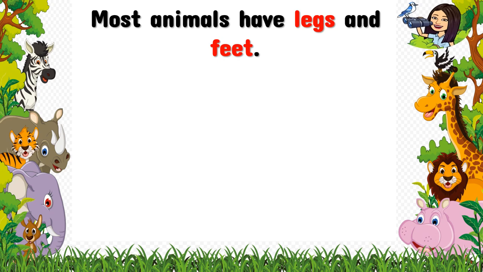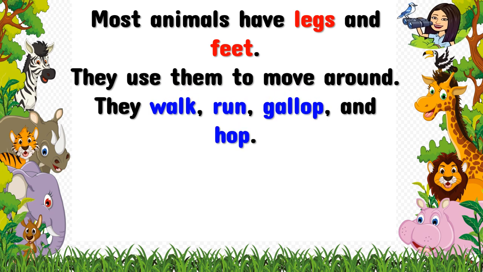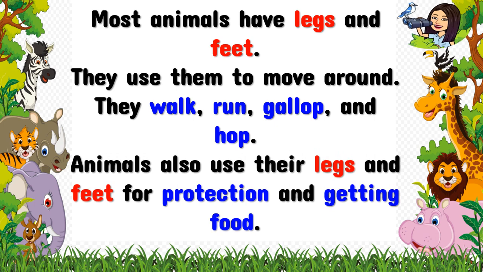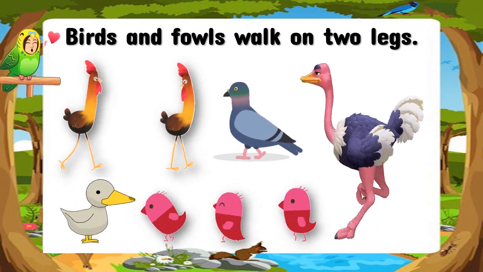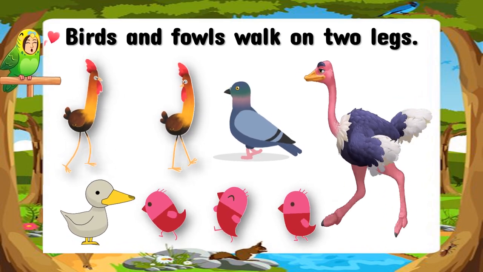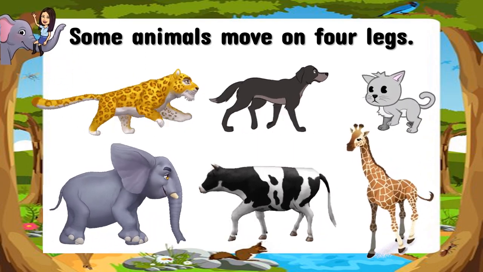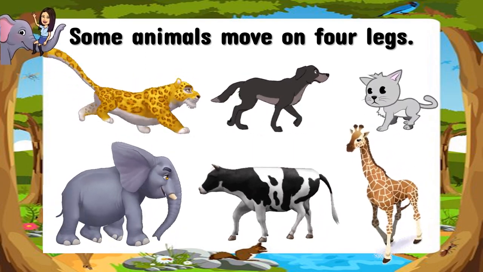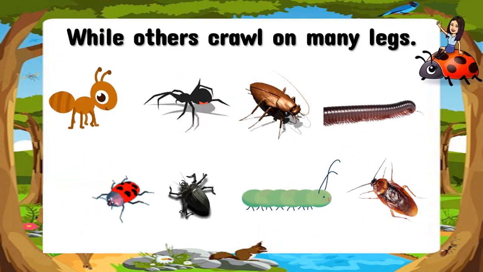Most animals have legs and feet. They use them to move around. They walk, run, gallop, and hop. Animals also use their legs and feet for protection and getting food. Birds and fowls walk on two legs. Some animals move on four legs, while others crawl on many legs.